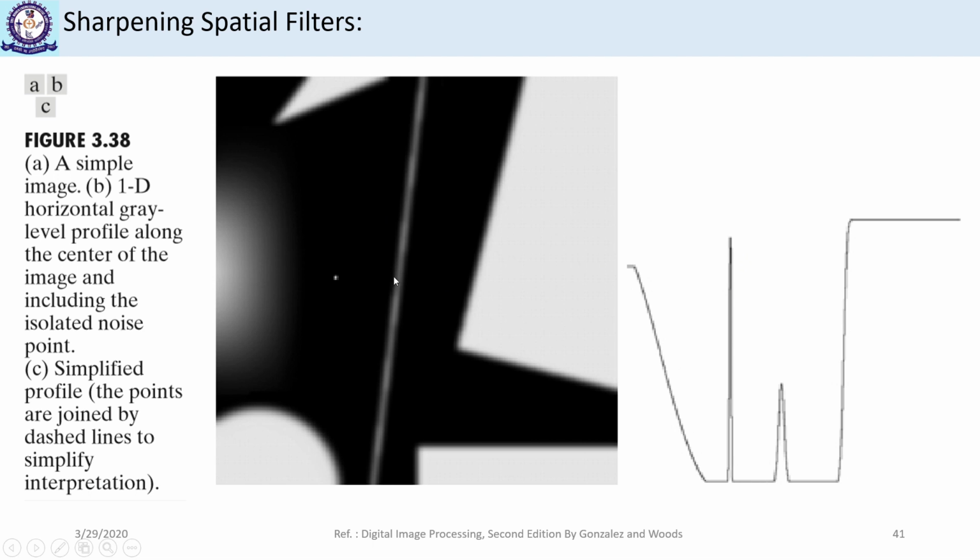Then here we have a line, and this line is of a very small width, so the intensity increases here and then goes back to black. Then after a certain distance it becomes white, totally white, and goes to the highest level here. In this region it is the highest level. So this is the profile of intensity levels along this line.